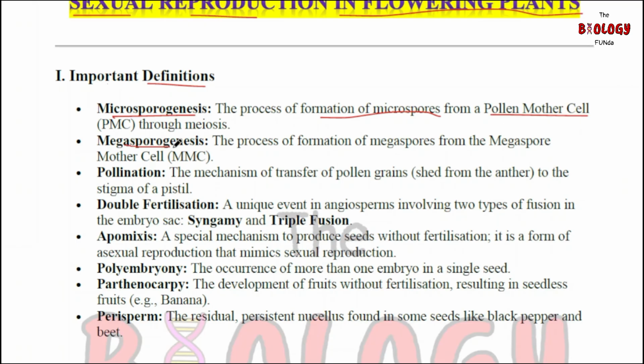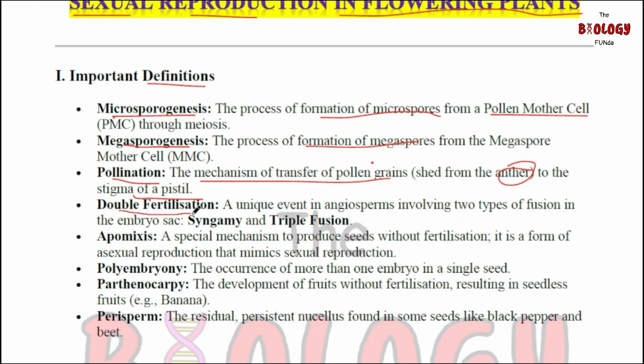What is megasporogenesis? In megasporogenesis, the word megaspore comes from megaspores. Genesis is synthesis, so it's the formation of megaspores from the megaspore mother cell. Next we have pollination, which is the mechanism of transfer of pollen grain to the stigma of the pistil. So these pollen grains are shed from the anther.